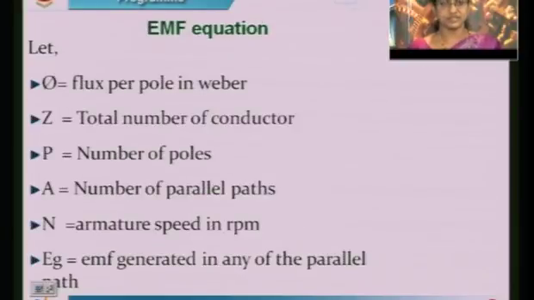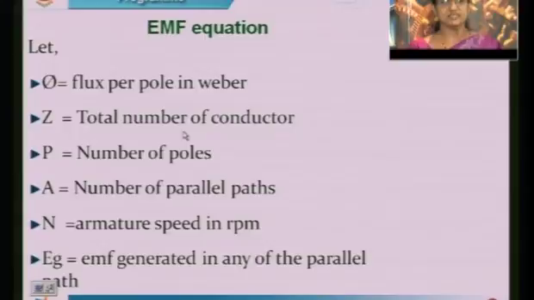Next we will come to EMF generation. I already told you that the required parameter for EMF generation is the magnetic field. So, phi is the total flux per pole in Weber, the total number of flux lines, then Z is the total number of conductors placed in the slots, P is the number of poles, A is the number of parallel paths, N is the armature speed in revolutions per minute. Eg is the EMF generated in any of the parallel paths.